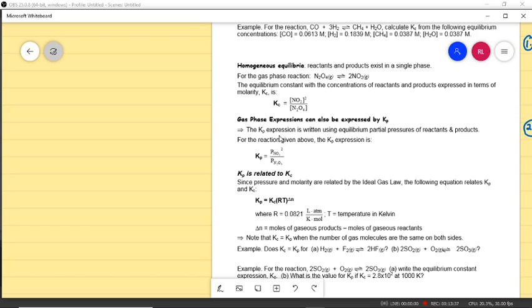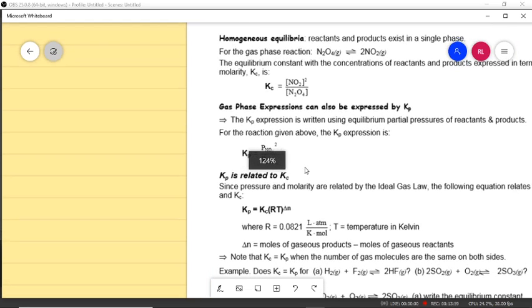K sub P expression is written using equilibrium partial pressures of reactants and products. Just like, for example, this one. For the reaction given above, the K sub P expression is K sub P is equal to, let's increase the size, the partial pressure of the nitrogen dioxide gas raised to the power of 2 divided by the partial pressure of the dinitrogen tetroxide.